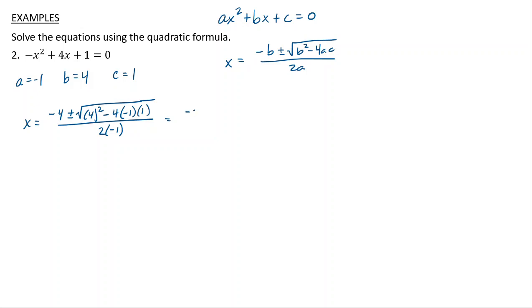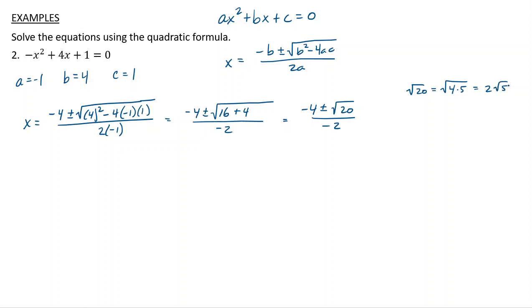So we have a negative 4 plus or minus a square root of 16. And then it's a minus 4 times negative 1 times 1, so that ends up being a plus 4 over negative 2. Continuing to simplify inside that square root there, we get a 20. And then the square root of 20 can be simplified if we write 20 as 4 times 5, as the square root of 4 is 2. So we get 2 square root 5. So that gives us a negative 4 plus or minus 2 square root 5 over negative 2.